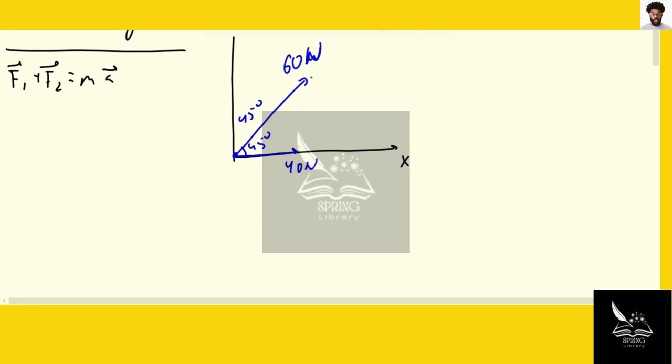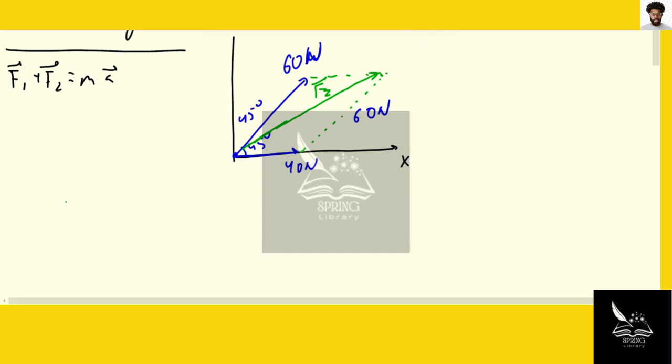vector sum of two vectors, we have to build a parallelogram, and from this parallelogram, we need to calculate the diagonal. So the diagonal, which is F total, we can find by using the cosine theorem. From the bottom triangle, with sides of 40 and 60 newtons, F1 and F2, we can find F total.